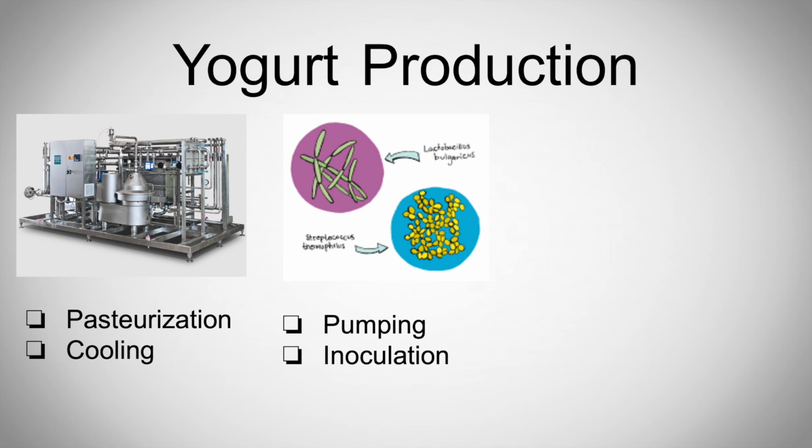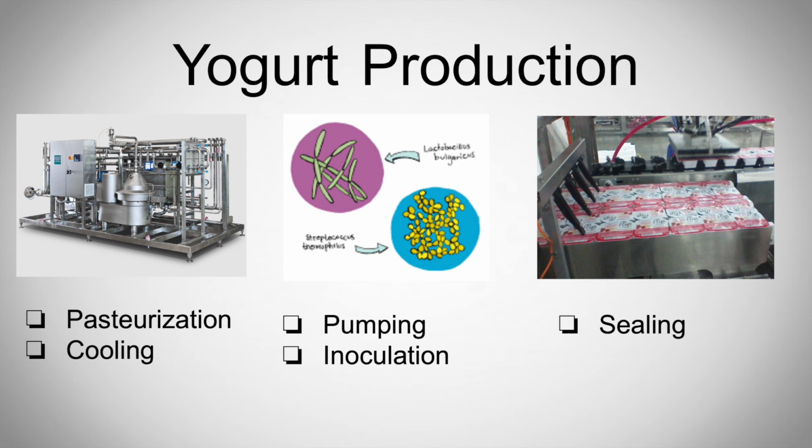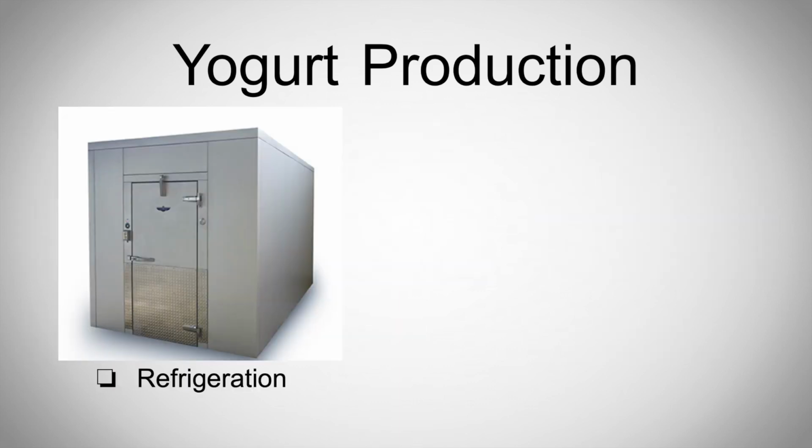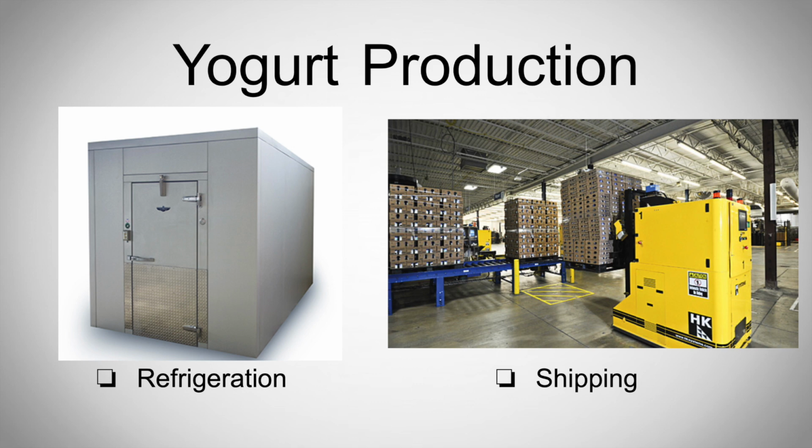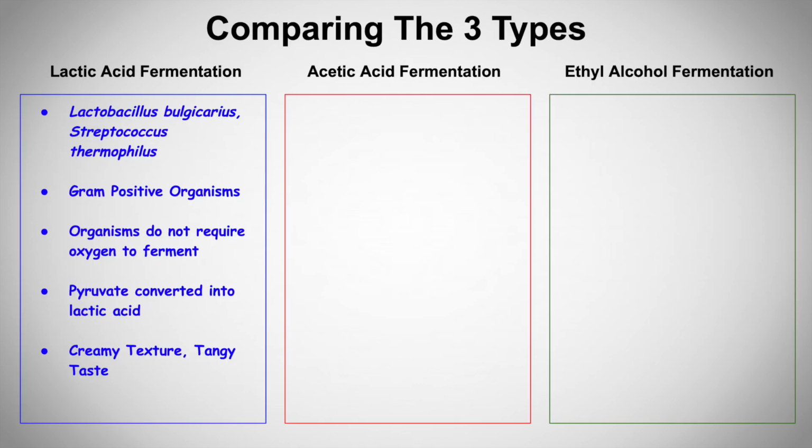After this process, the inoculant mix is filled into cups, sealed, and allowed to incubate in a warm room. Once the yogurt reaches the appropriate pH of about 4.5, the cups are transferred to a refrigerated storage space until they are sent out for shipping. Similar to yogurt, lactic acid fermentation is associated with its creamy texture and tangy taste.